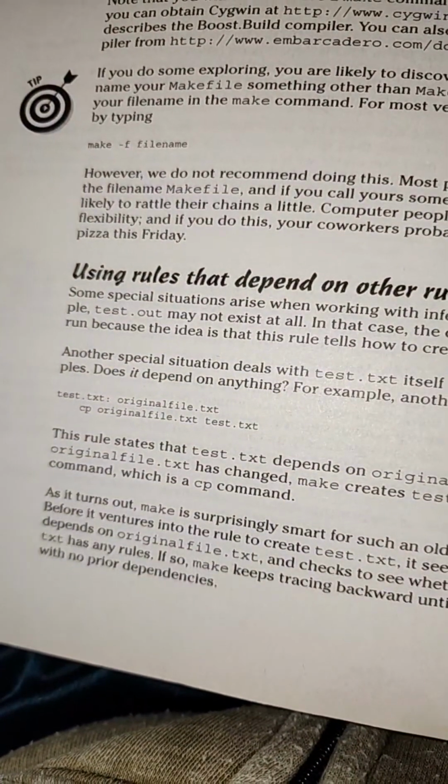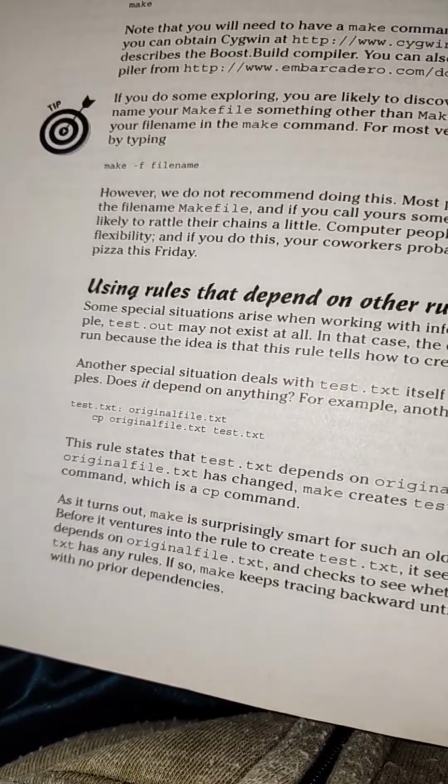Using rules that depend on other rules. Some special situations arise when working with inference rules. For example, test.out may not exist at all. In that case, the commands will definitely run because the idea is that this rule tells how to create a test.out file. Another special situation deals with test.txt itself in the previous examples. Does it depend on anything? For example, another rule may say this. test.txt: original file.txt, cp original file.txt test.txt.